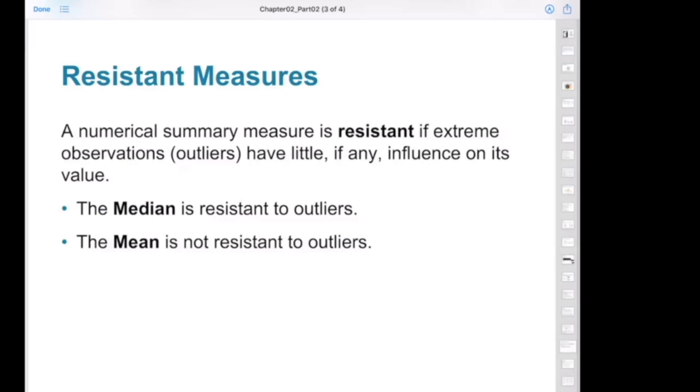But the mean is not like that. It is influenced a lot in this case, so it's not a resistant measure. So this is the conclusion: the median is resistant to outliers, and the mean is not resistant to outliers. So because of that, if you have outliers, the best measure of center will be the median. If you don't have outliers, the best measure of the center is the mean.